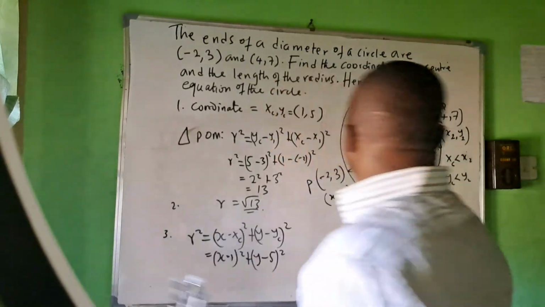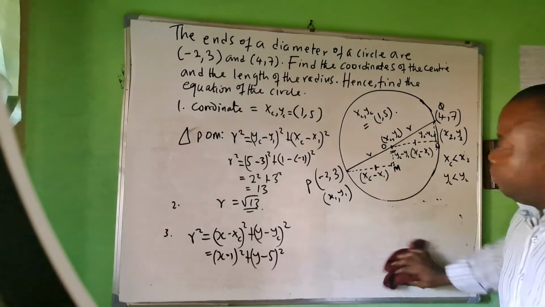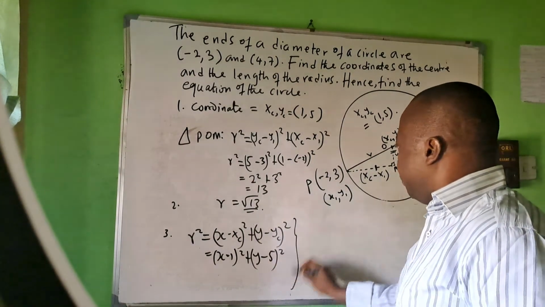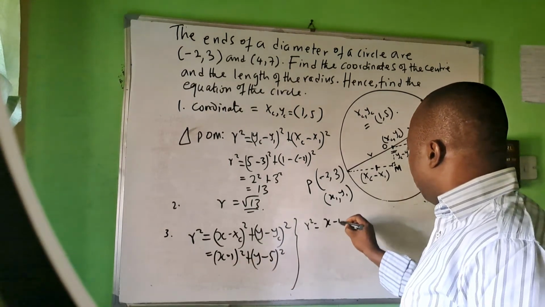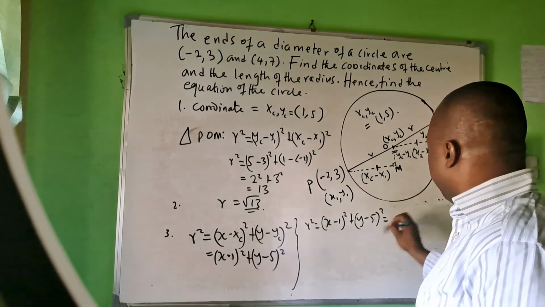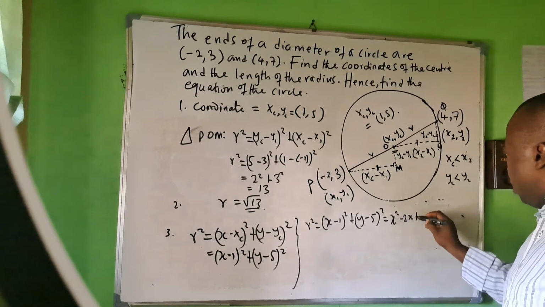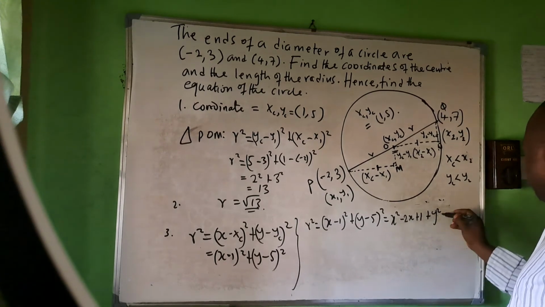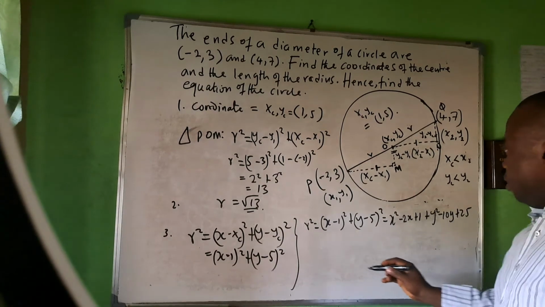I will have to wipe the question too. Okay, let me wipe here. Now what it means is that we'll have R squared equals x minus 1 squared plus y minus 5 squared. Expand this: x squared minus 2x plus 1, plus expand this gives us y squared minus 10y plus 25.